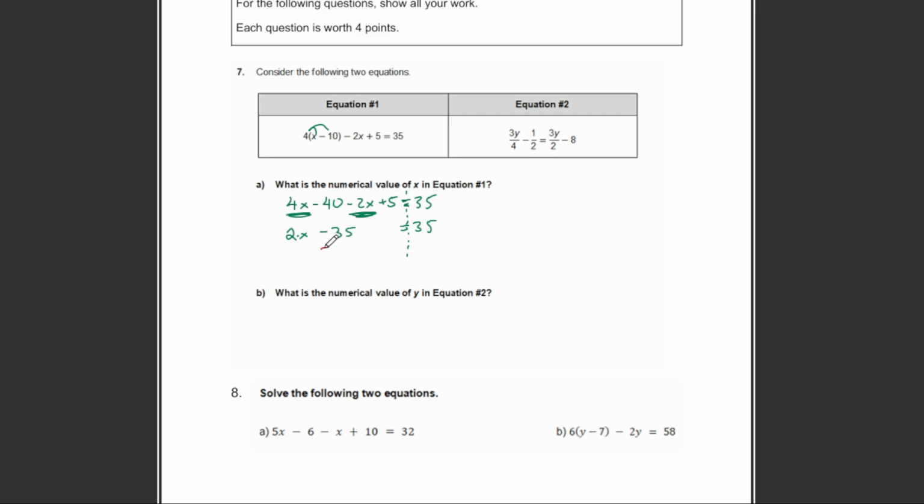We're going to add 35. This goes away. We get, I'll write over here because I'm running out of space, 2x is equal to 70. Okay? And now we can undo that multiplication by dividing. Divide this side by 2 as well. We get x is equal to 35. Okay. Now on to the next question here.